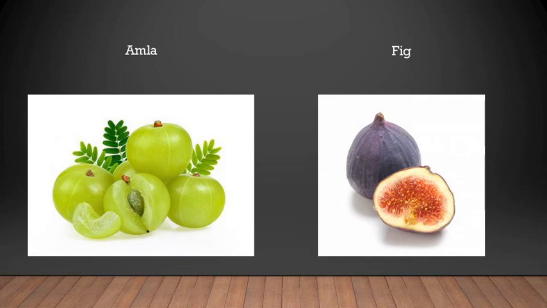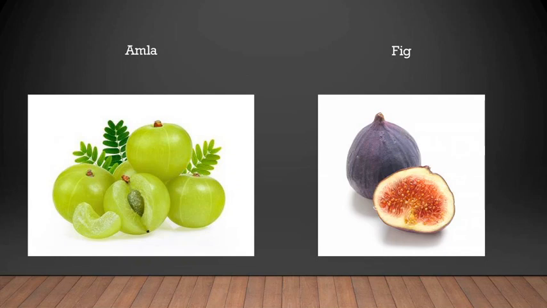I have the gooseberry plant in my own house, and this season, any August, September onwards, till almost January, February, these gooseberries keep falling, and every day 7:30 when I'm in the class, you would be observing me with an amla in my mouth. That's a very best way to improve your resistance. Amla or the gooseberry.